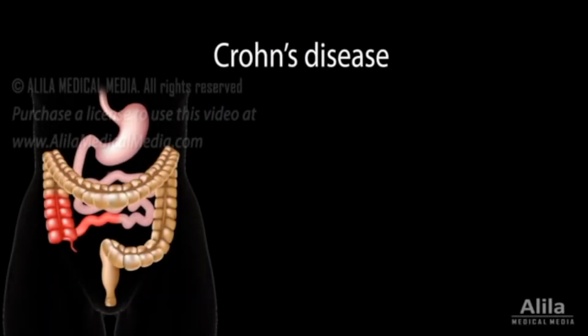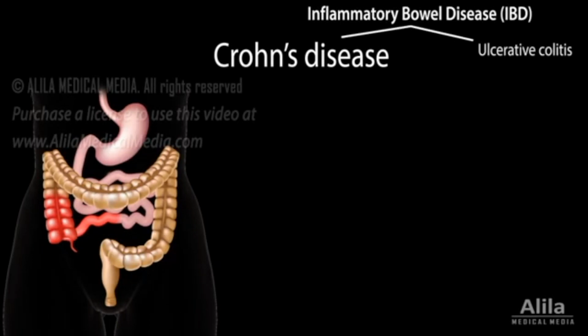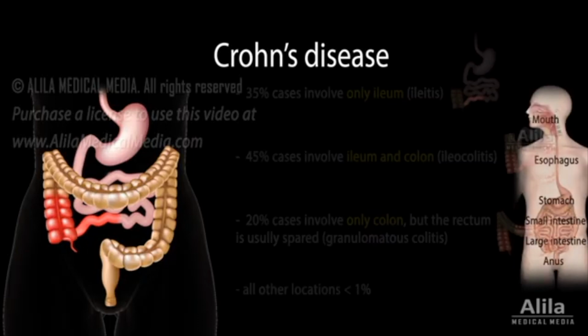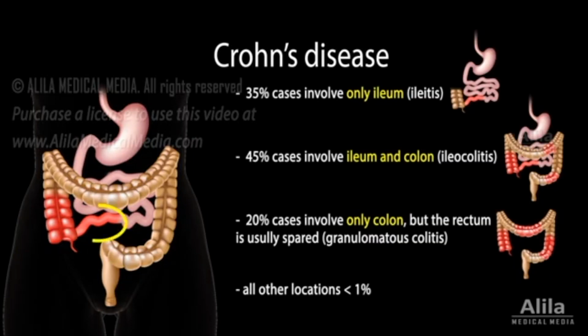Crohn's disease is one of the two major forms of inflammatory bowel disease. Inflammation caused by Crohn's disease may affect any parts of the gastrointestinal tract, but it most commonly involves the end of the small bowel, the ileum, and the beginning of the colon. The inflammation is not continuous. Inflamed segments are usually interrupted by normal, healthy tissues.